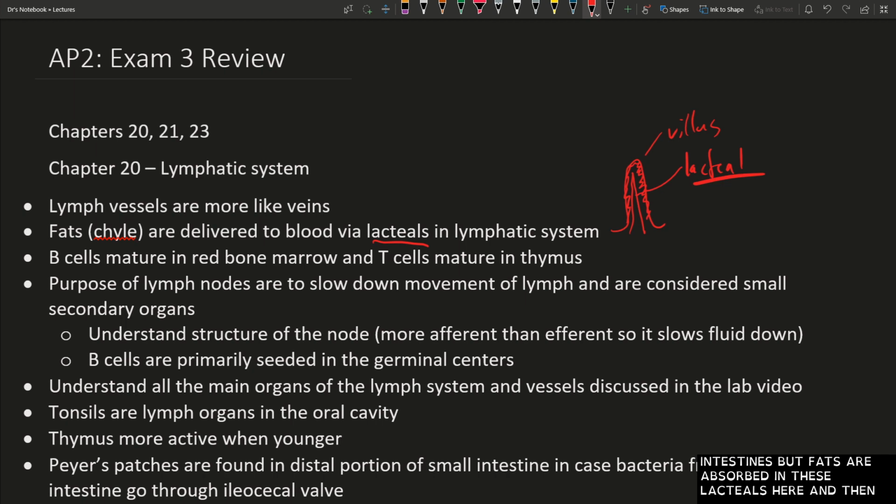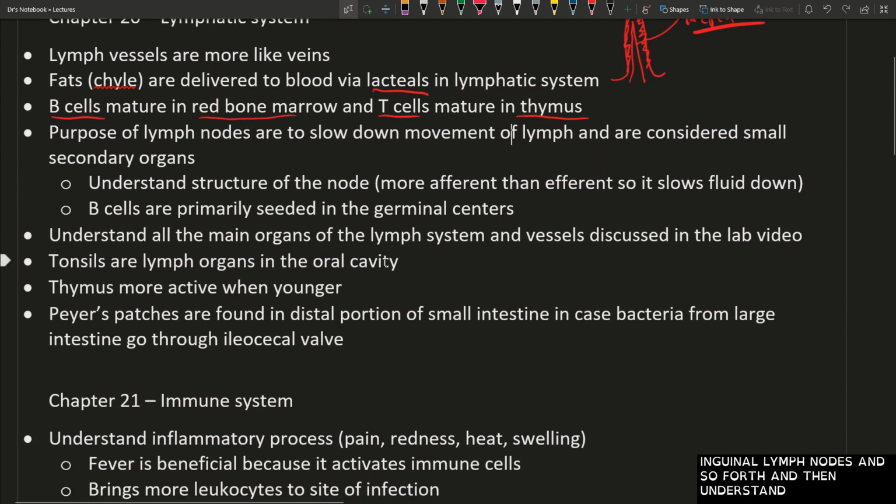And then this kind of goes into the immune system as well, but B cells mature in the red bone marrow, but T cells, they're made in the red bone marrow, but they have to go to the thymus to mature, so slightly different. Both of them can then go out and go through the circulation. They can go into lymph nodes and so forth. And then understand the importance of the lymph nodes.